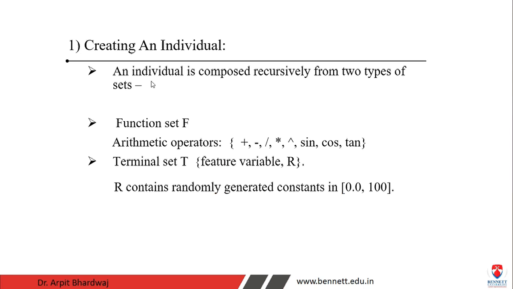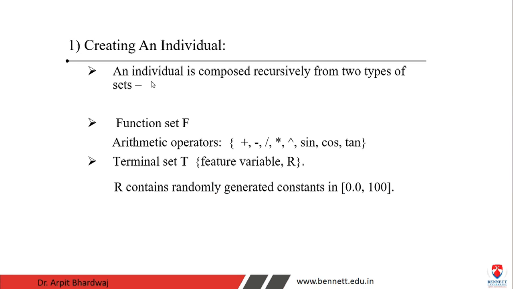To create an individual, we require two types of set, the functional set and the terminal set. Here the functional set is represented by F and the terminal set is represented by T. The functional set is composed of unary and binary arithmetic operators. The unary operators require only the left child, whereas the binary operators require both left and right child.